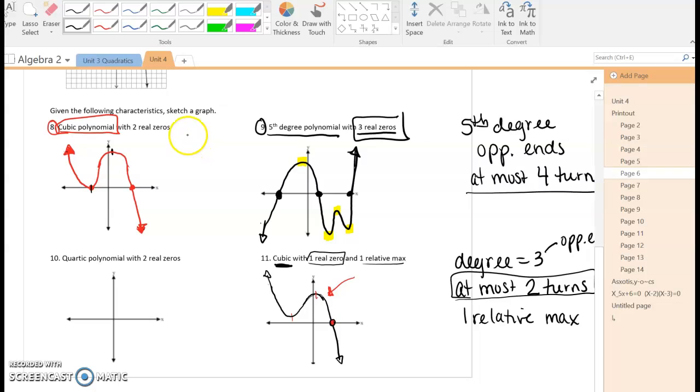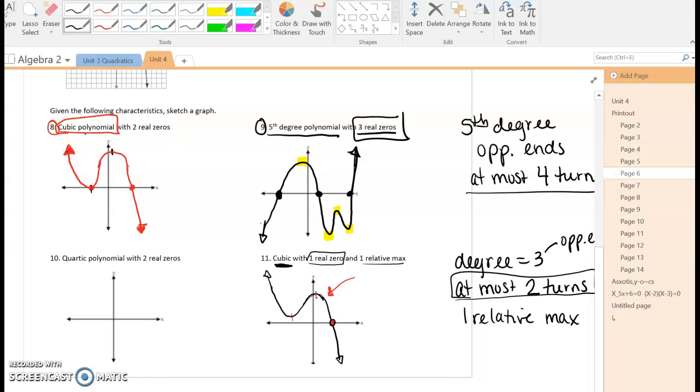Now, could you have done it the other way? Sure. You could have gone and said, okay, let me go up and then have my double root over here, and that would have been fine too. Okay, so lots of options here. Just making sure that because there's only 2 unique real zeros, if I'm going to make it a cubic polynomial, one of those is going to end up being a double root.